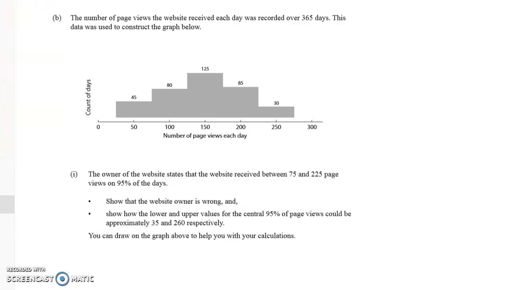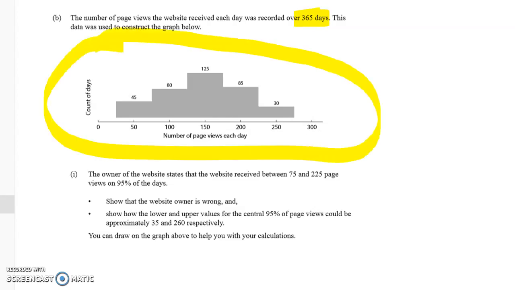So we're given this information and it follows on from 2a and it's all about a website. So the number of page views that the website received each day was recorded over 365 days. And we get this graph here.